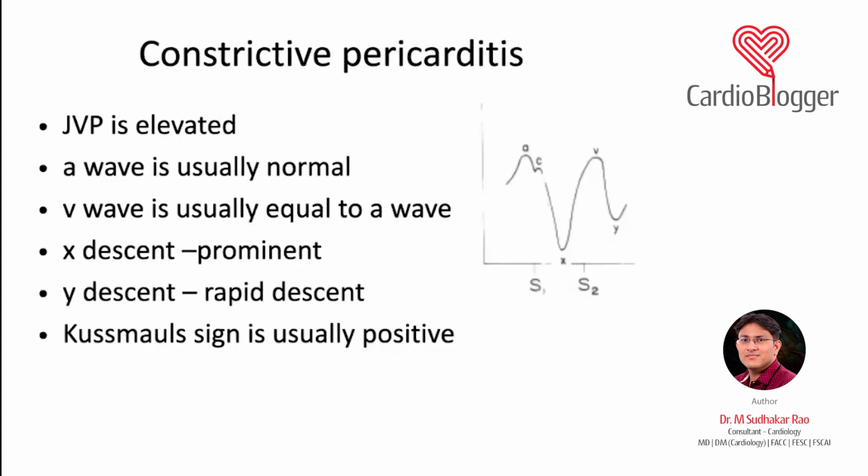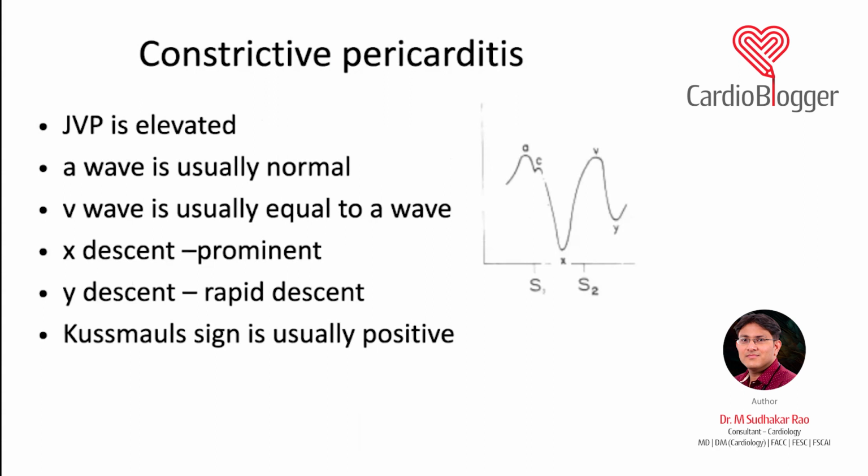Now constrictive pericarditis, I already told, again one of the causes of a prominent or a raised JVP. The A wave is normal, X descent is prominent, Y descent is prominent. You get a prominent Y descent, that is known as a Friedreich sign. Kussmaul's sign is positive in constrictive pericarditis, and A is equal to V wave.